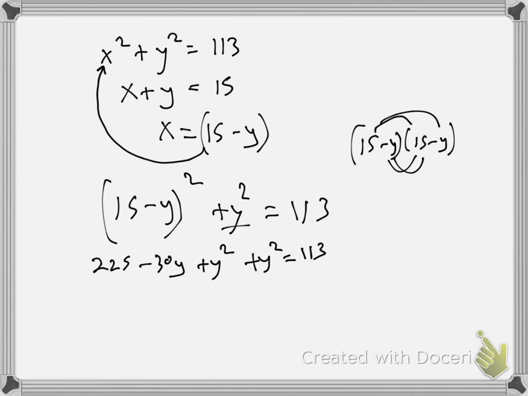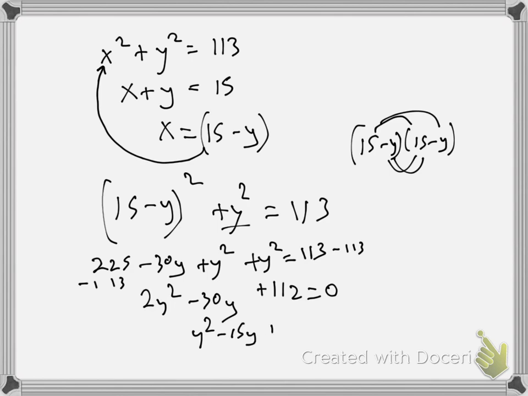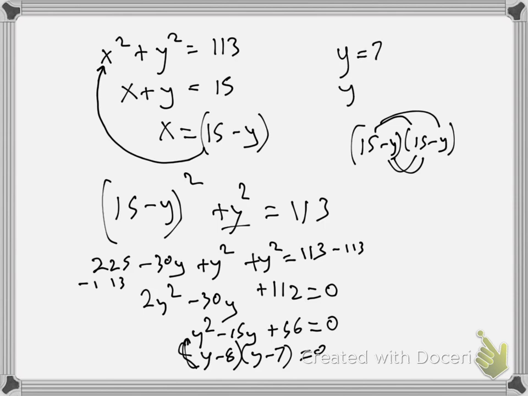So I have this. 2y squared minus 30y. I'm going to take away 113 from both sides. Okay, so that's plus 112 equals 0. Okay, let's divide everything by 2. So y squared minus 15y plus, what's that, 56 equals 0. That should factor into, let's get this, y minus 8, y minus 7. Okay, so it looks like y equals 7 and y equals 8.